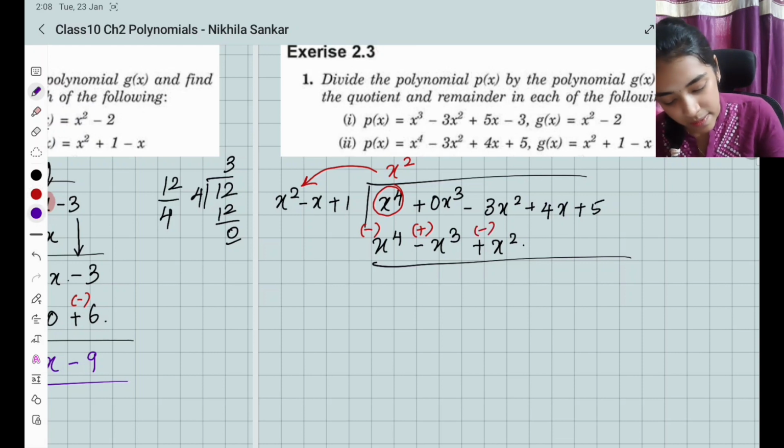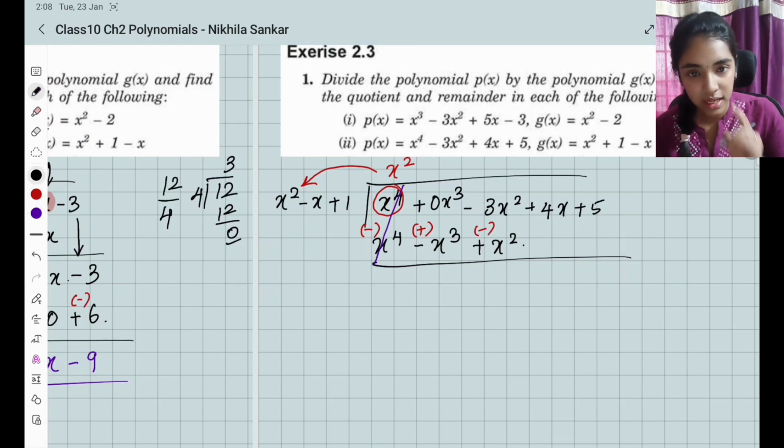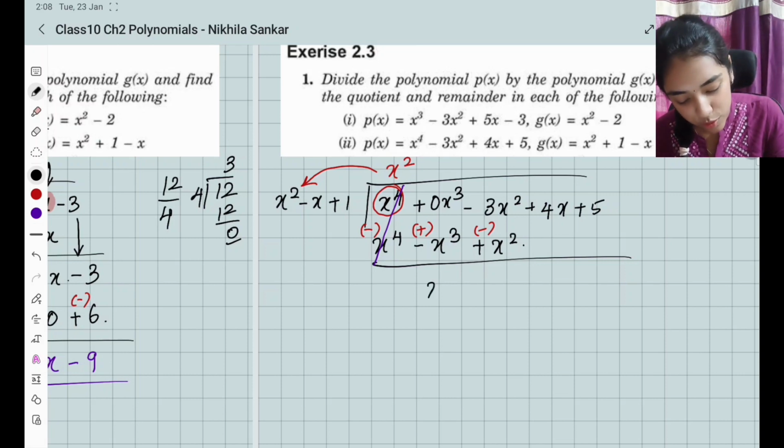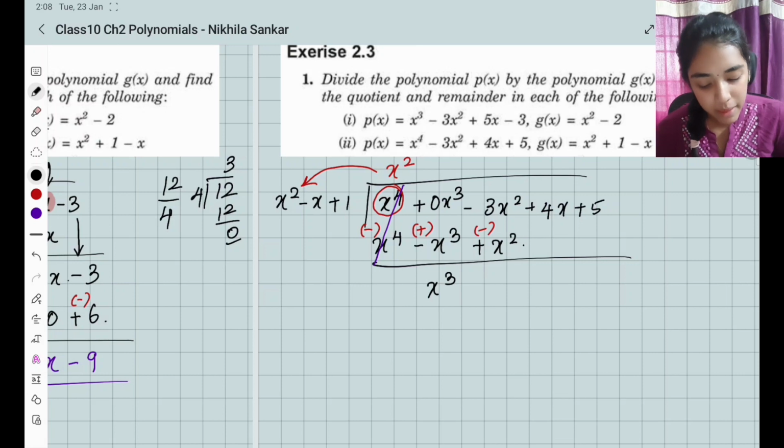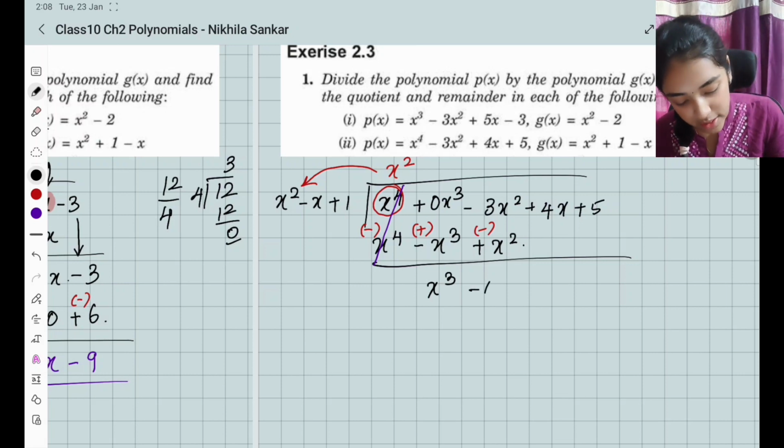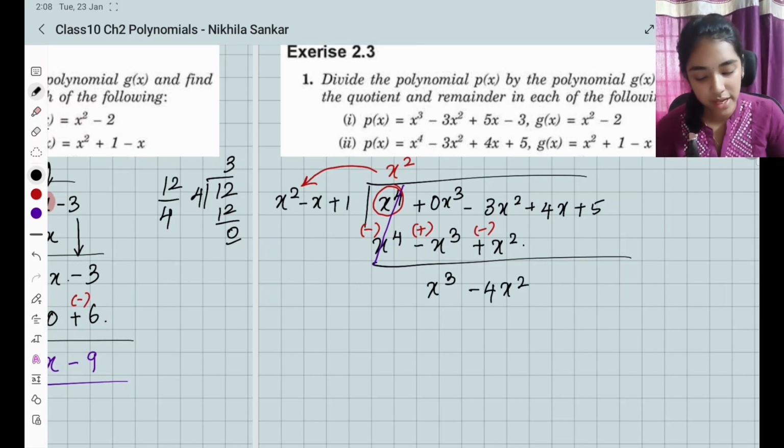Now what happens? The first term gets cancelled. அதான் நம்மளோட motive. The first term has to go off. Then 0x cube plus x cube. So you have x cube now. Then minus 3x square minus x square. So it becomes minus 4x square. Okay, it's very very simple.